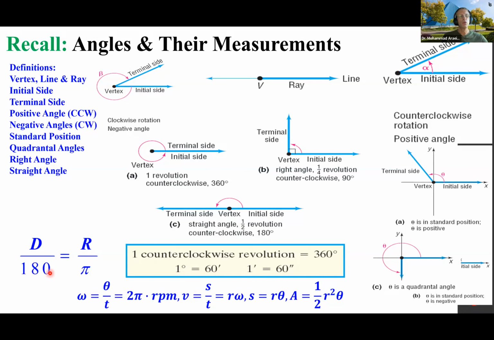And we use D over 180 is R over pi, omega. The angular velocity is theta over t, or 2 pi times rpm. V is s over t, or r omega, where s, the arc length, is r theta, and the area of a sector is half of r squared theta. So this is the synopsis of everything we discussed.